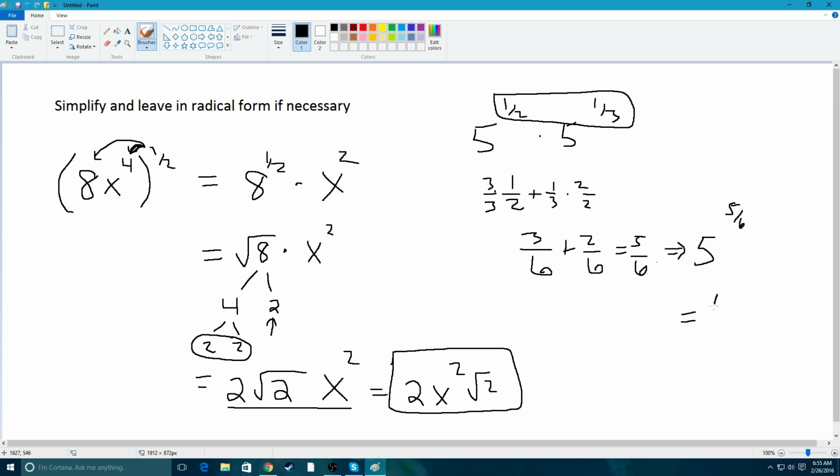Or in radical form, this is the 6th root of 5 to the 5th. Done. Yeah. A whole lot of your homework is going to be stuff like this. You have to convert it to radical form or to exponential form and use the stuff that we've learned already.